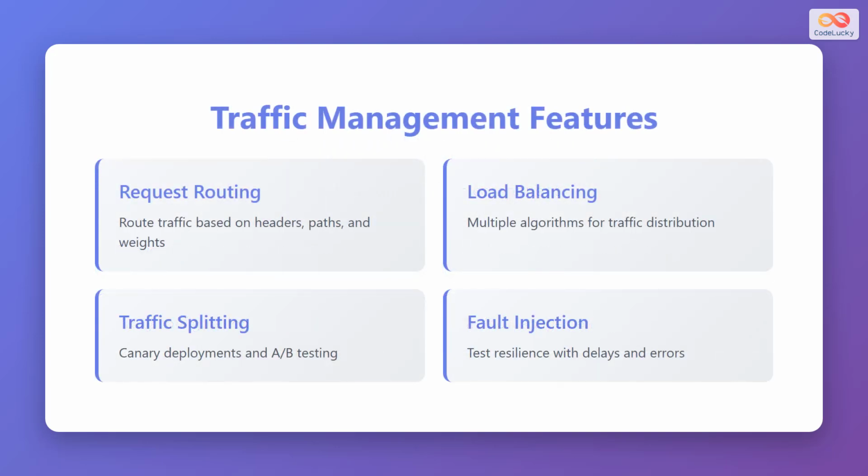Istio provides a rich set of traffic management features that give you fine-grained control over how traffic flows through your application. Request routing allows you to route traffic based on various criteria such as HTTP headers, URL paths, and percentage-based weights, enabling sophisticated deployment strategies. Load balancing provides multiple algorithms for distributing traffic across service instances, including round-robin, least connections, and consistent hashing. Traffic splitting enables canary deployments and A/B testing by allowing you to gradually shift traffic from one version of a service to another based on percentages.